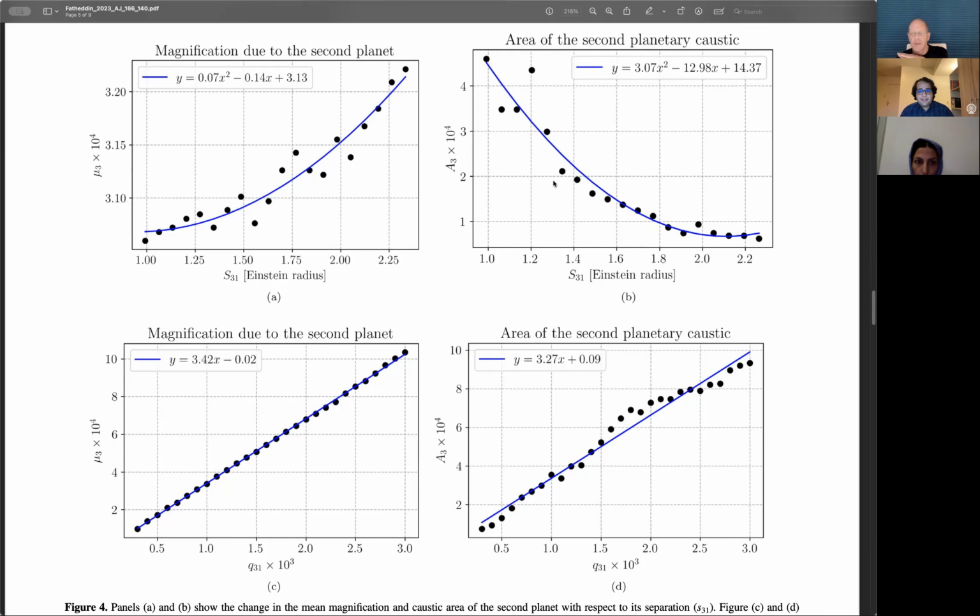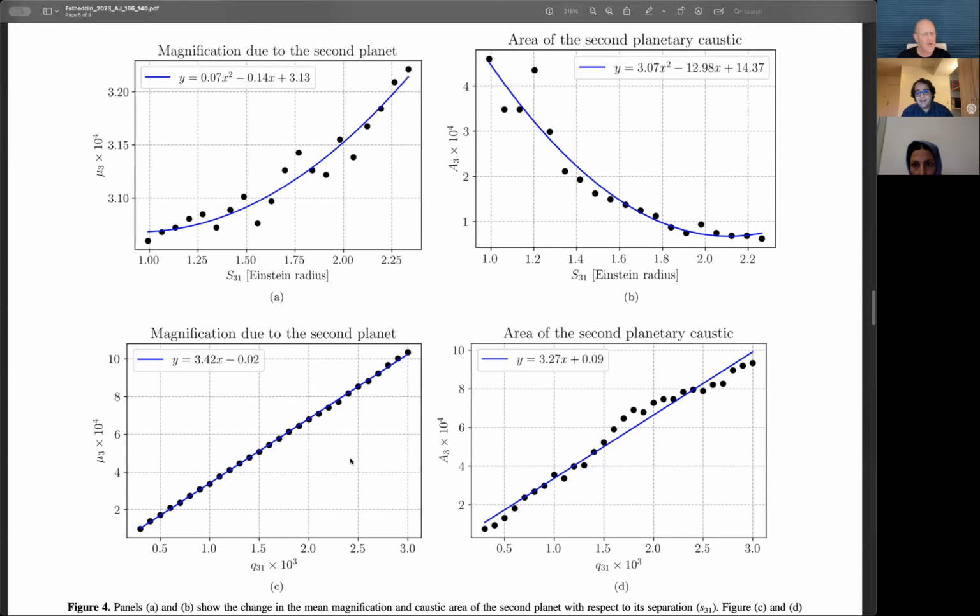I understand now. And we can also repeat the same information for magnification due to the second planet and the area of the second planetary caustic when we change the mass ratios of objects. Yeah. Okay. So plots C and D display the change of area and the change of magnification due to the mass ratio of that planetary object. Yes. We got some nice results.